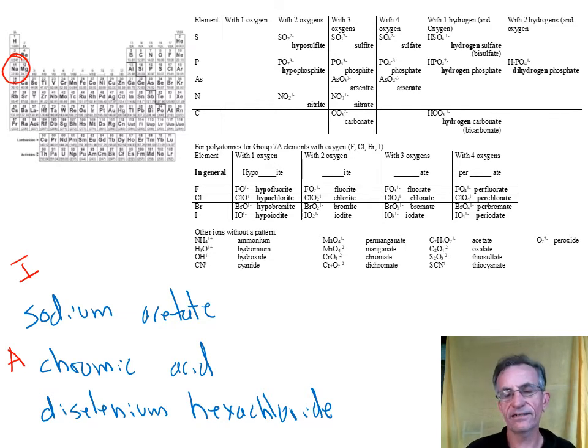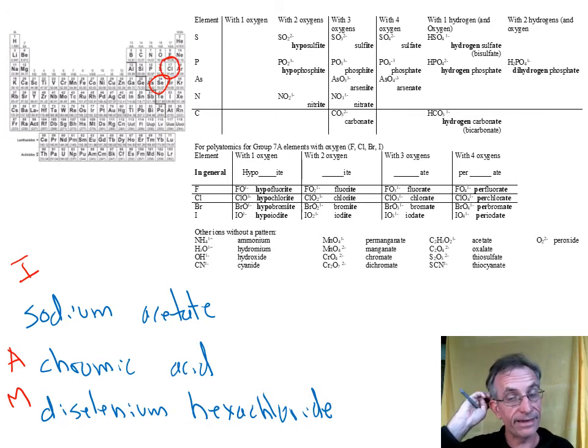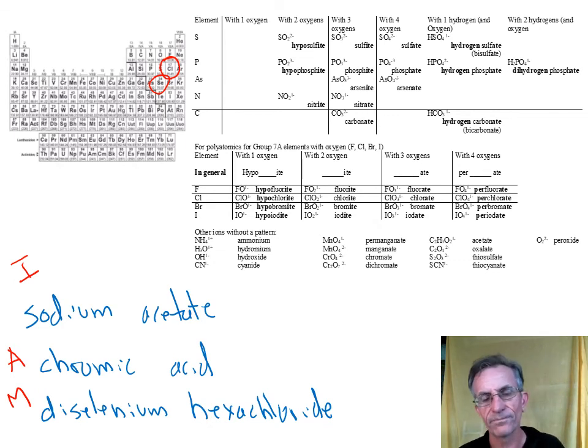Diselenium hexachloride. Oh, I see di and hexa and stuff. If you see prefixes, it has to be molecular. Now, we could confirm that by going up here and going, oh, selenium, that's a nonmetal, and hexachloride, chloride is a nonmetal. Yeah, so they're both nonmetals. But if you see prefixes, that makes sense with it being molecular too. All right, molecular one, let's go ahead and get rid of that one. Let's just do it, and then we can move on to the other ones.